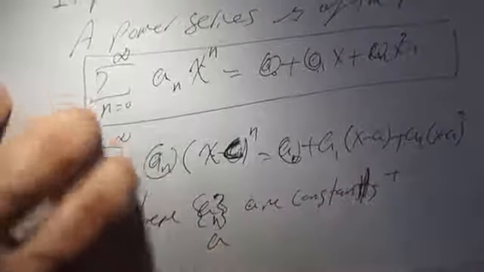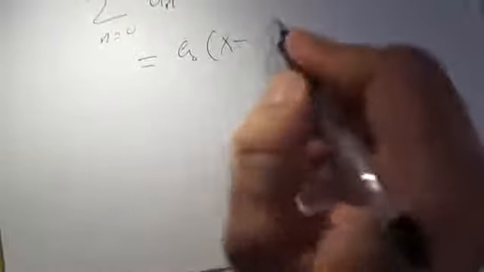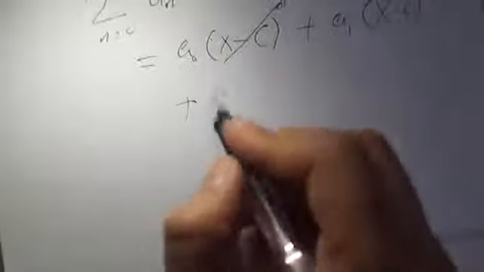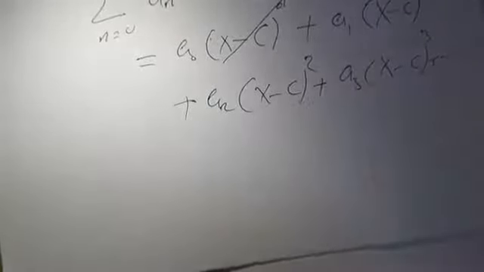ممكن نكتبها بصيغة أفضل، بدل a فما يصير عندنا إشكال. ممكن نعيد كتابتها، الصيغة العامة: sum n equals 0 to infinity an x minus c, you can call it c if you like. Okay, so when we open this one يصير expansion، يصبح لدينا a0 x minus c to power 0, which is just 1, plus a1 x minus c to power 1, plus a2 x minus c to power 2, a3 x minus c to power 3, and so on.